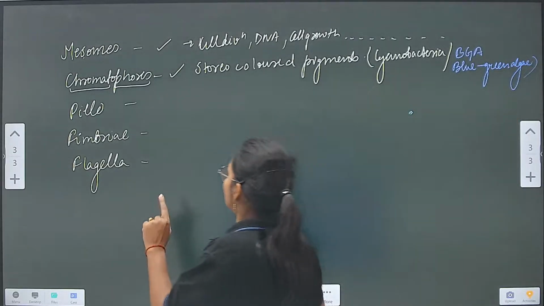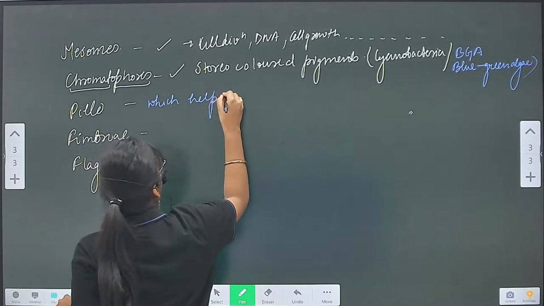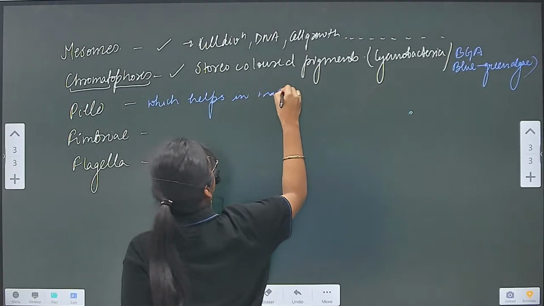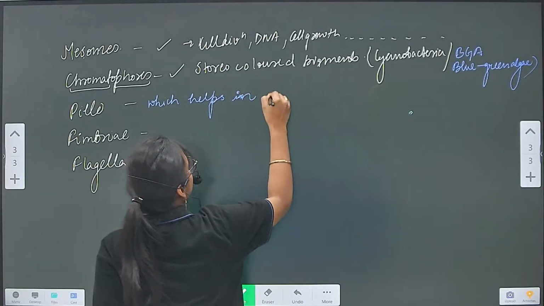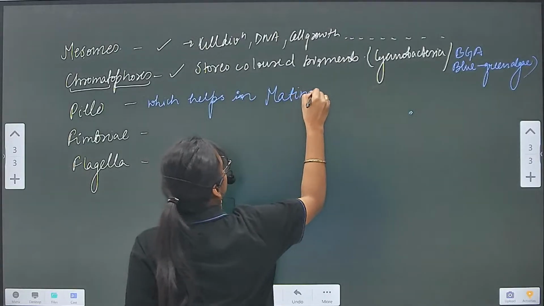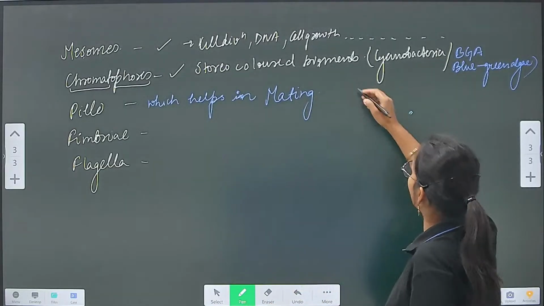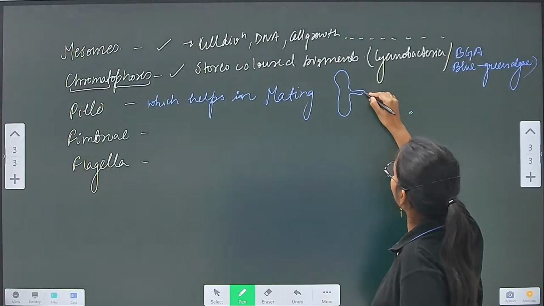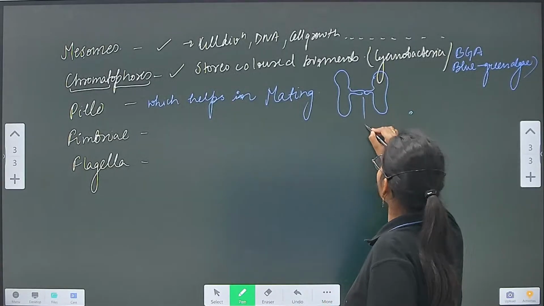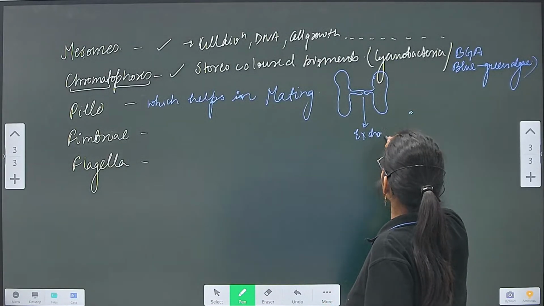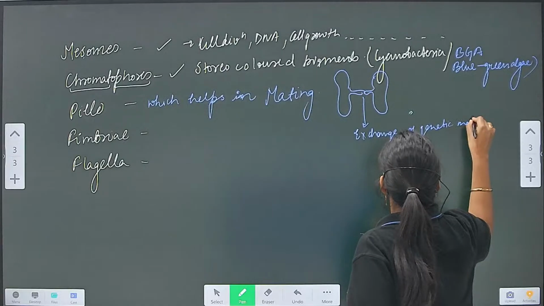Now next was another extension of plasma membrane which helps in mating. It simply helps in mating, that is exchange of genetic material between the two prokaryotic cells or the bacteria, as I have shown you. But I think the lecture had stopped at that time, that's why you were not able to see it. So this is simply exchange of genetic material. Is that clear?